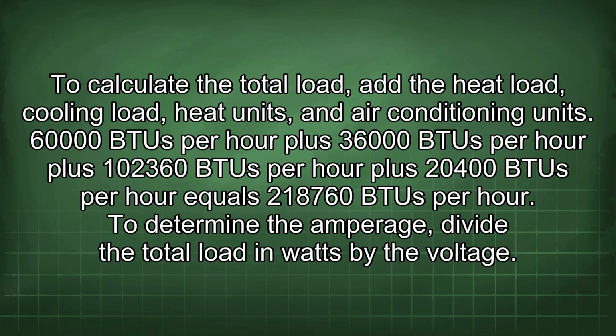To calculate the total load, add the heat load, cooling load, heat units, and air conditioning units. 60,000 BTU per hour plus 36,000 BTU per hour plus 102,360 BTU per hour plus 20,400 BTU per hour equals 218,760 BTU per hour. To determine the amperage, divide the total load in watts by the voltage.